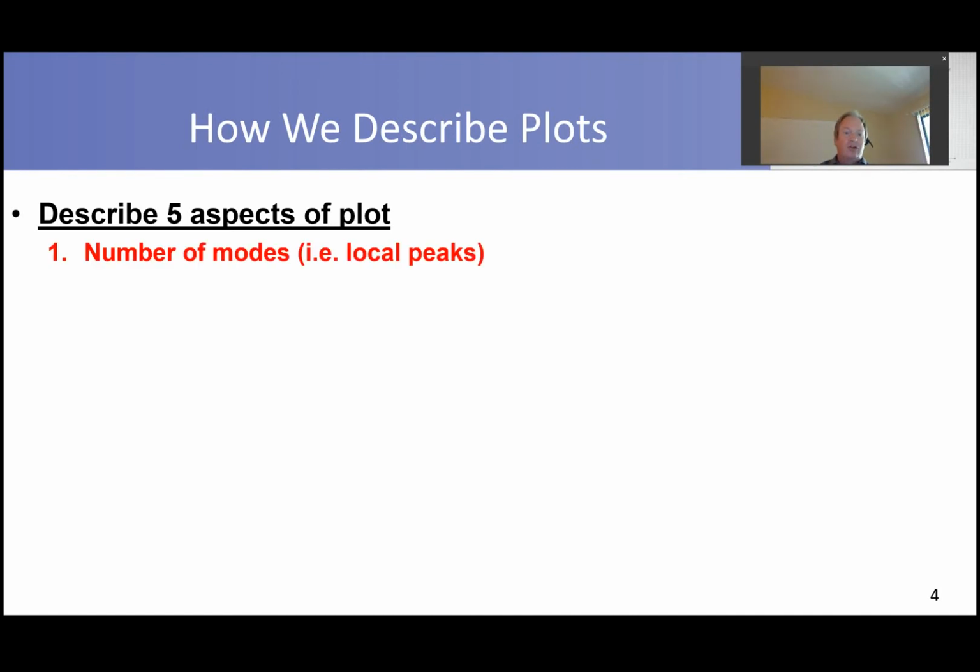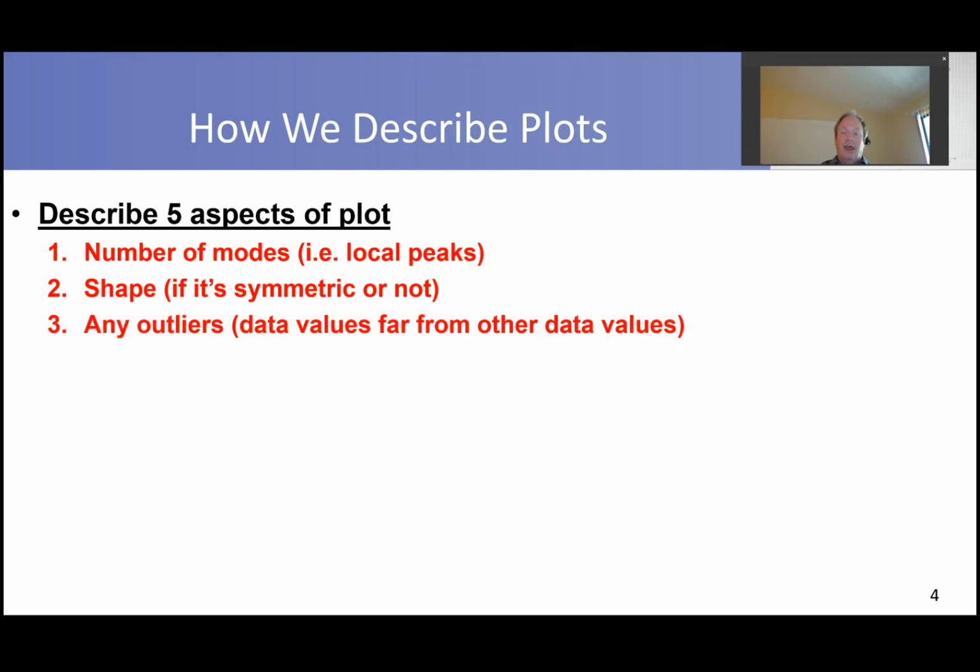And they are, first, the number of modes, or the number of local peaks in the data. And we're going to discuss in a minute what that means exactly. The shape. We discussed briefly in the last video the difference between skewed and symmetric data and why it was important. And outliers. Outliers are probably one of the most misunderstood aspects of statistical analysis. So we're going to spend some time talking about what they are, what we do with them, and why they're important.